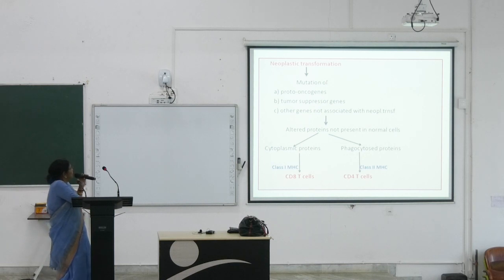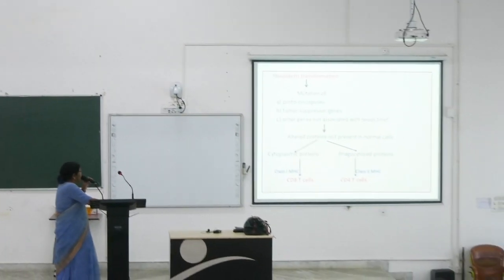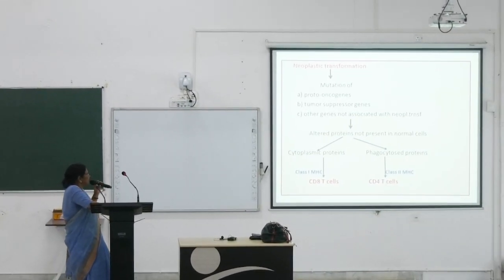Because we know that when there is neoplastic transformation of a cell, you have read the molecular basis of neoplasia. So when there is neoplastic transformation, there is mutation of the proto-oncogenes, tumor suppressor genes, and other genes which are directly not associated with the neoplastic process, like angiogenesis, where also a mutation can occur. So we get mutations in these type of genes in the cancer cell.